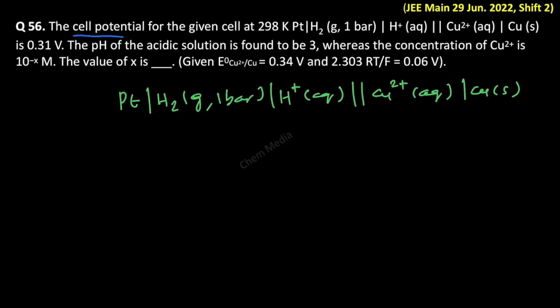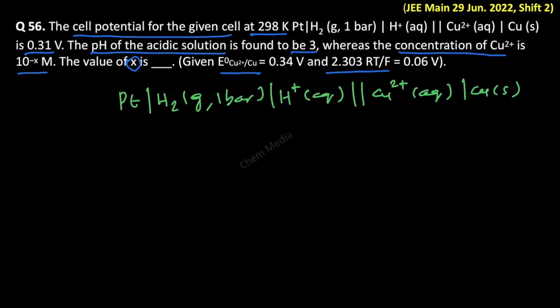The cell potential for the given cell at 298 K is given as 0.31 volt. The pH of the acidic solution is found to be 3, whereas the concentration of Cu2 plus is 10 to the power minus x molar. What is the value of x? Standard reduction potential of copper 2 plus becoming copper is given, and also this is the term that we use in the Nernst equation, that is also given.